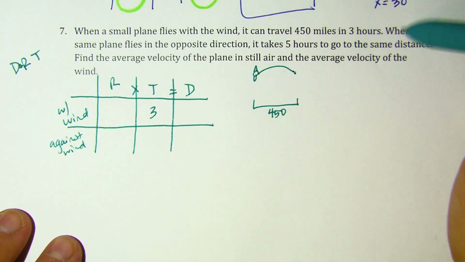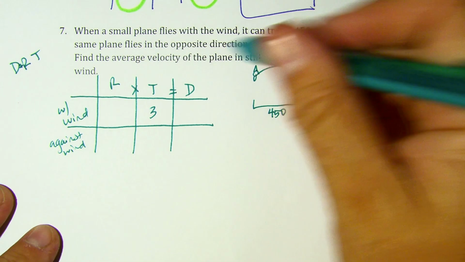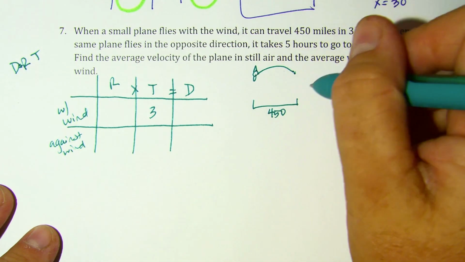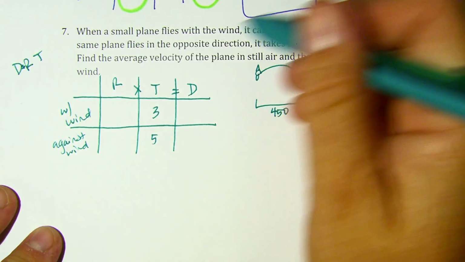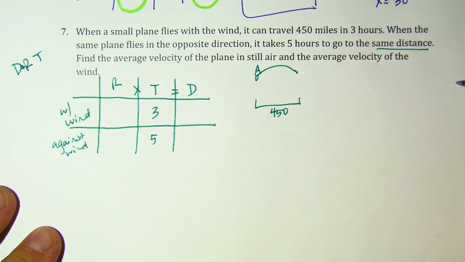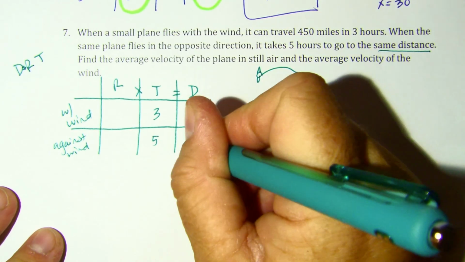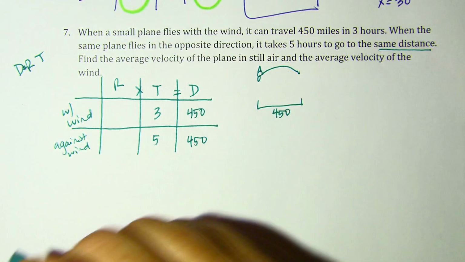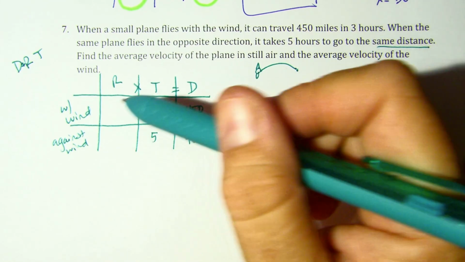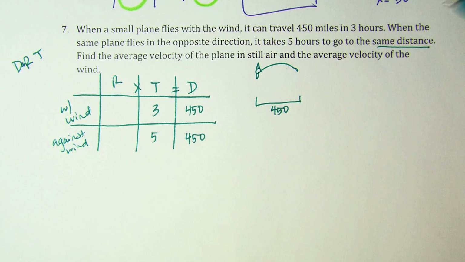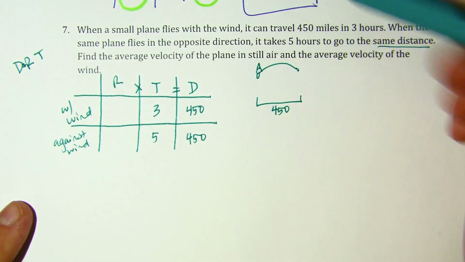Going against the wind, when the same plane flies in the opposite direction, it takes 5 hours to go the same distance. So in the opposite direction, now it's going into the wind, and it's going to take 5 hours, and it said it's going the same distance. So the distance for this trip was 450. The distance for this trip was 450. What we don't have here is the rate. And that is going to be determined from how they phrase the question. So it says, find the average velocity of the plane in still air.